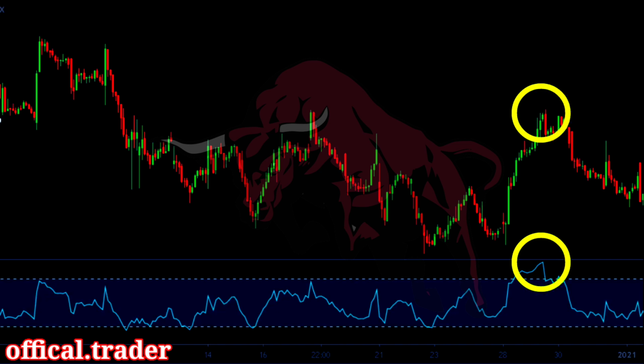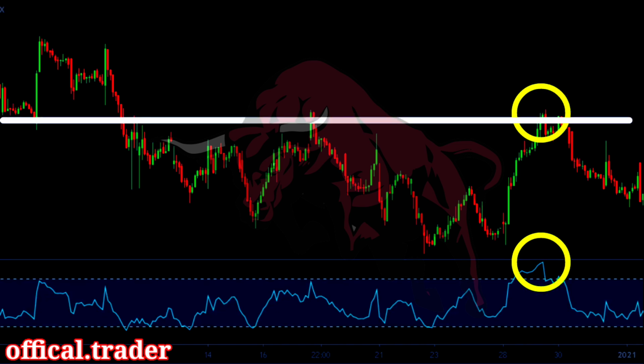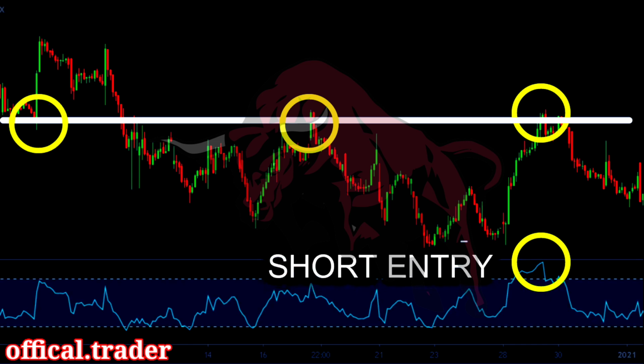At the same time, we can see that the stock is trading at a price that has acted as a resistance level before. This level has also acted as a support here. A short trade here would have resulted in a profit.